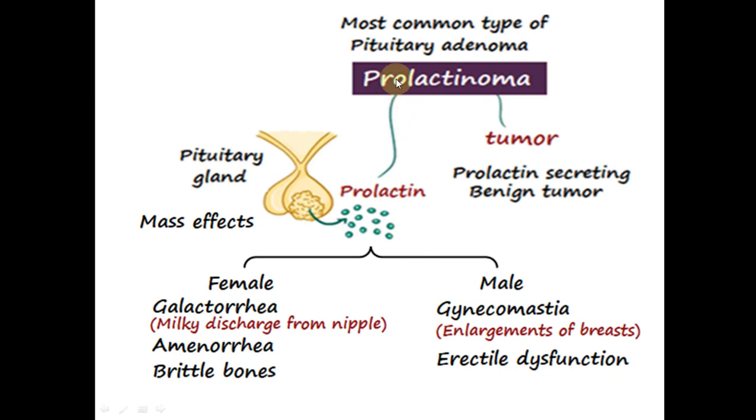Prolactinoma is the most common type of pituitary adenoma, and it is a tumor that arises in the lactotrope cells and secretes excess prolactin. The pathological effects of a prolactinoma may be due to the presence of a macroadenoma that will exert mass effects, and if it is a functional tumor, it will cause excess secretion of prolactin and that has different effects in males and females. In females, the excess prolactin secretion will cause milky discharge from the nipple, and that condition is known as galactorrhea.